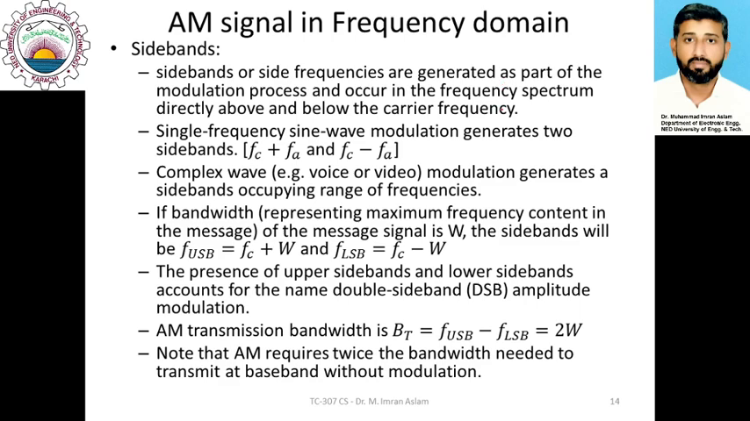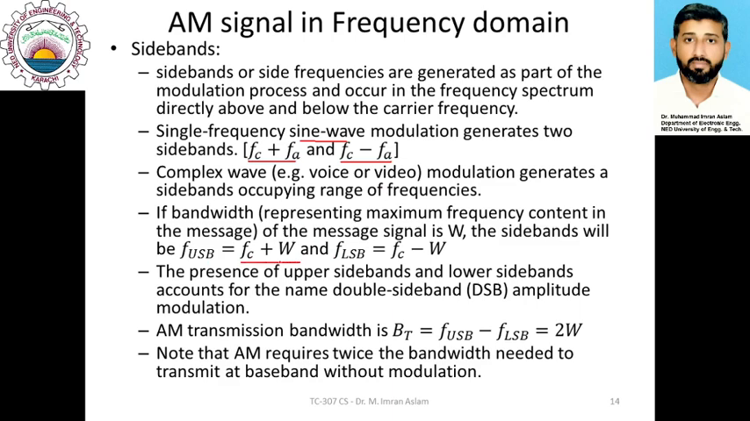Previously we talked about a simple sinusoidal wave, and we saw that it generated two sidebands, one at a frequency of fc plus fa and the second at a frequency of fc minus fa. But whenever we are working with complex signals, like voice or video signals, those signals occupy a range of frequencies. In that case, the spectrum extends over a range of frequencies.